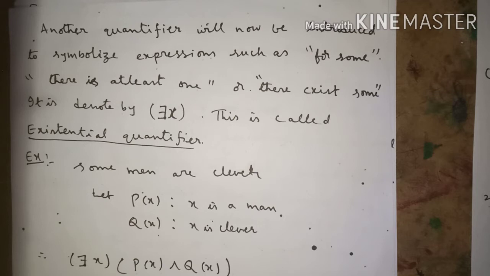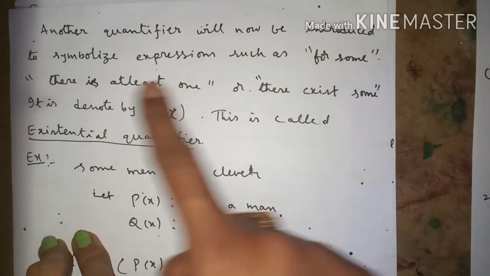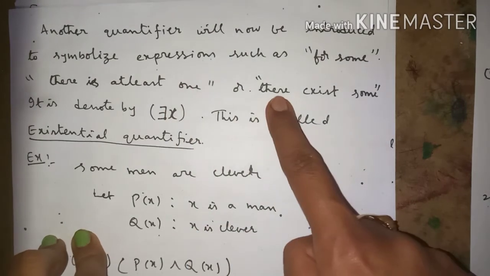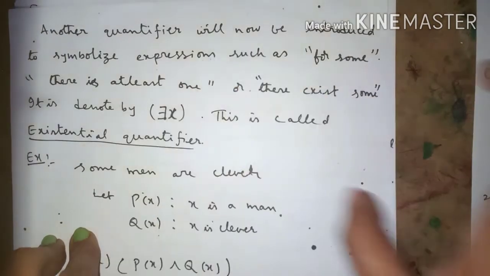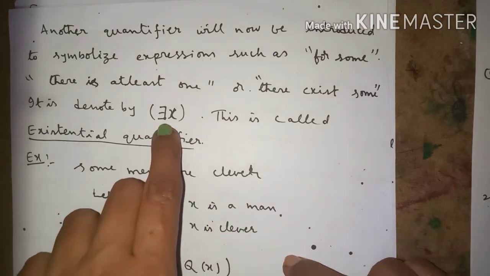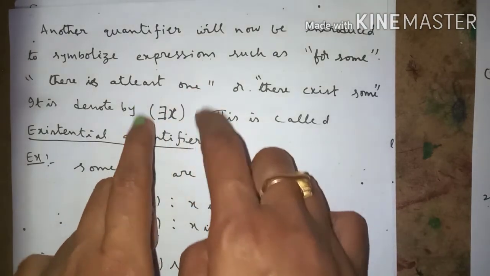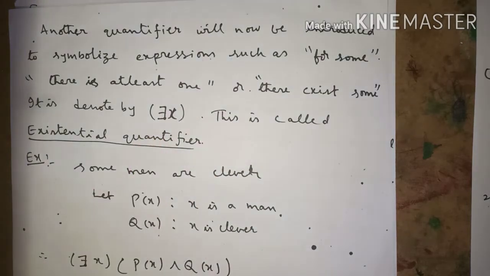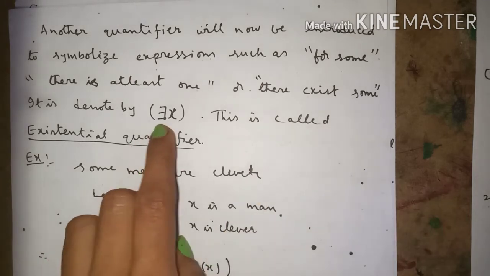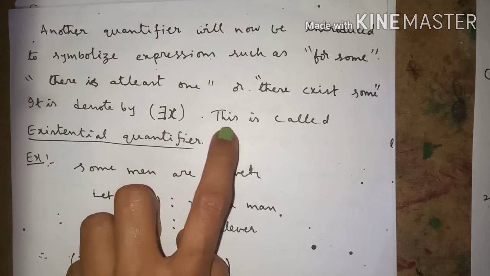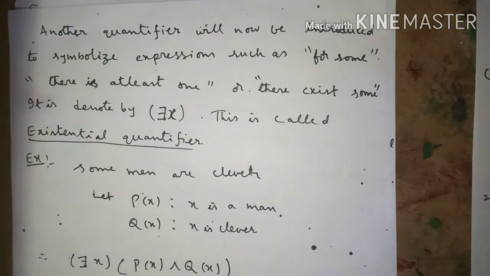Here, for some, or there is at least one, or there exists, all have the same meaning. The symbol is like this: there exists x, within brackets. For some, or there is at least one, or there exists some, is denoted with this symbol. This is called the existential quantifier.